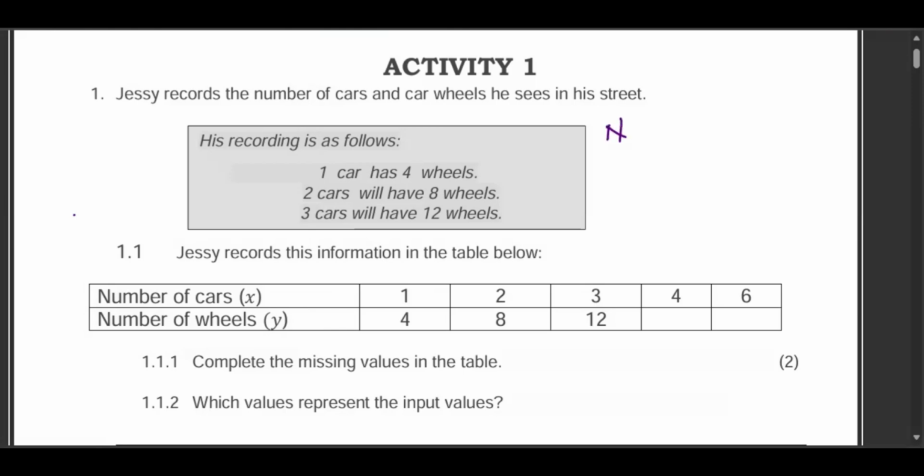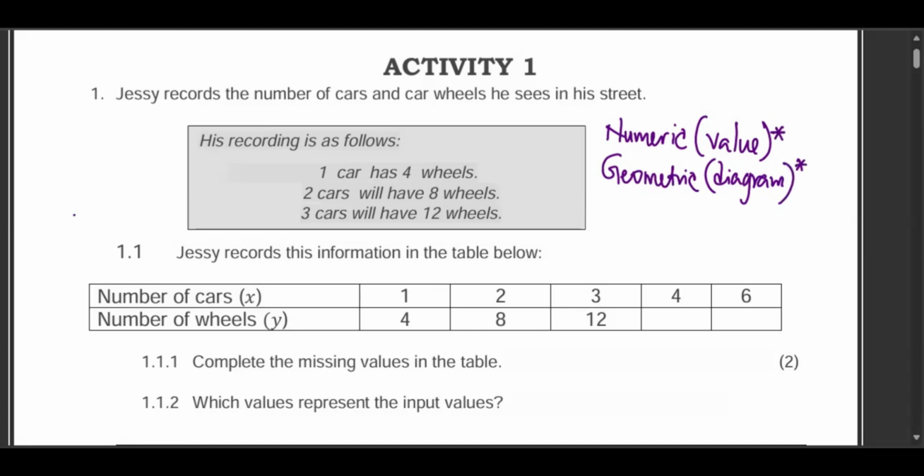Remember, numeric looks at values, and geometric looks at diagrams. It looks at diagrams. What we expect is for you to know that both of them can be expanded, they can be extended.